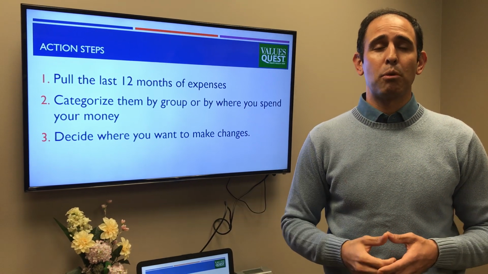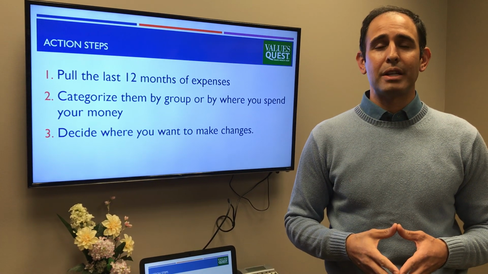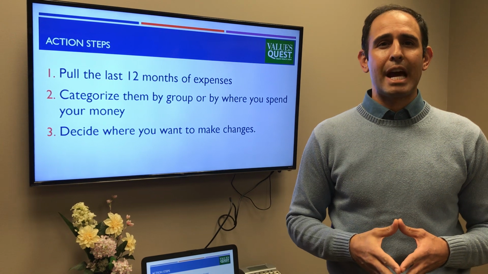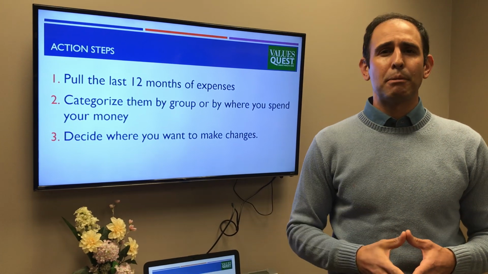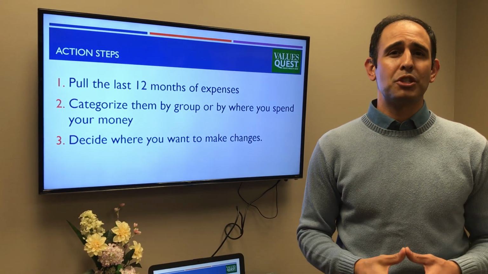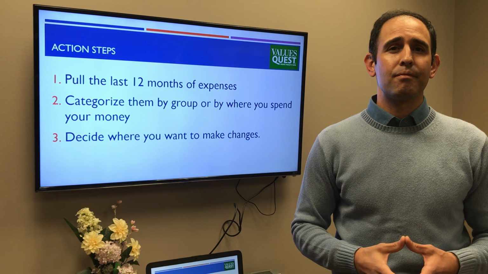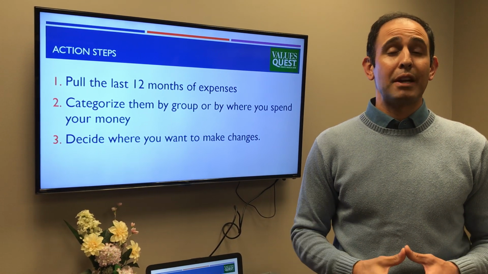So the three steps here on the board: number one is to pull the last 12 months of your transactions. Step number two is categorize them into the different buckets of where you're spending your money. And number three is really decide on where you're spending your money and is it really the best use of funds at this time.